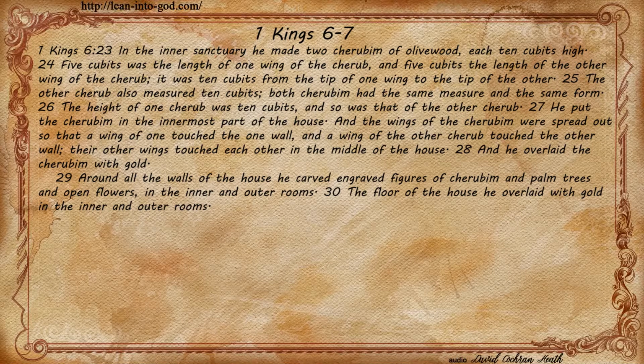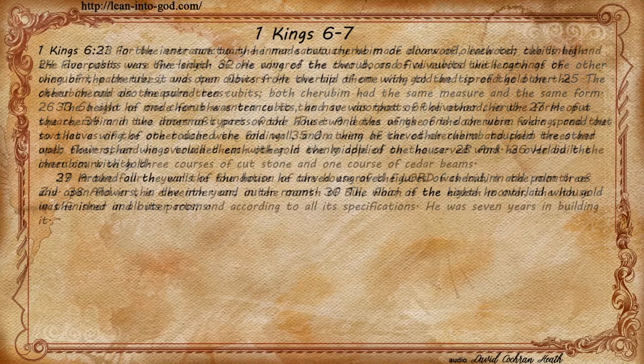He put the cherubim in the innermost part of the house, and the wings of the cherubim were spread out so that a wing of one touched the one wall, and a wing of the other cherub touched the other wall. Their other wings touched each other in the middle of the house, and he overlaid the cherubim with gold. Around all the walls of the house he carved engraved figures of cherubim and palm trees and open flowers in the inner and outer rooms. The floor of the house he overlaid with gold in the inner and outer rooms.